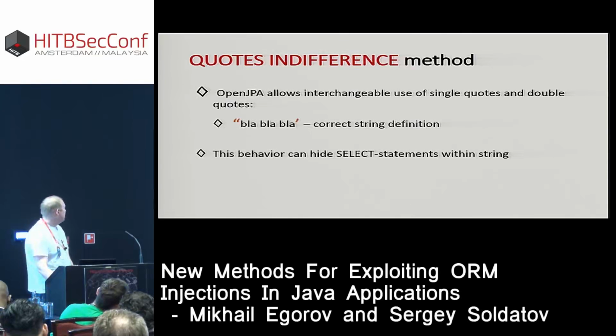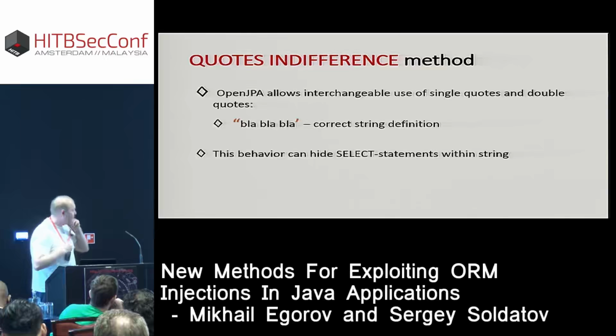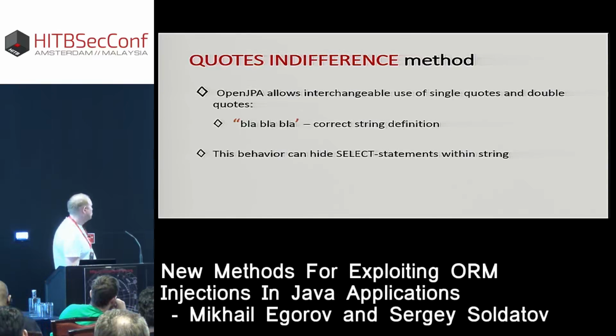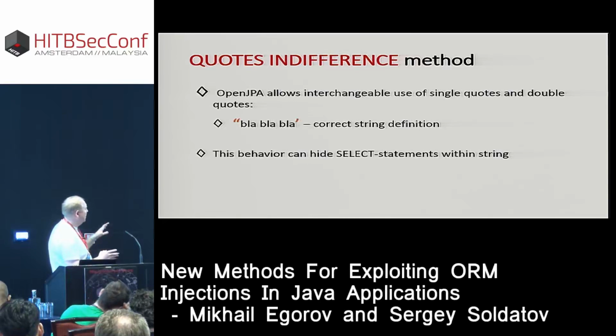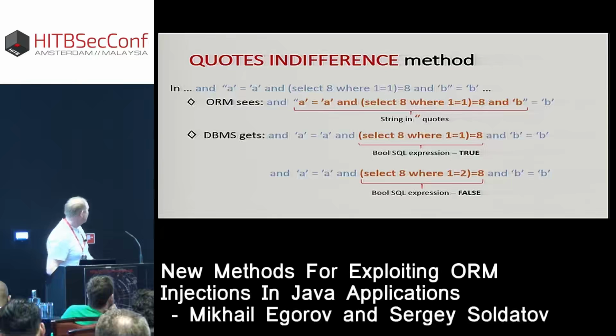Another interesting feature about Apache OpenJPA is that it has a vulnerability that we called quotes indifference. The problem here is that it allows delimiting strings with different kinds of quotes. So for example, you see on the slide a string that starts with double quotes and ends with single quotes, and this is a correct string definition. And of course, this can be exploited, and the exploit looks like this.